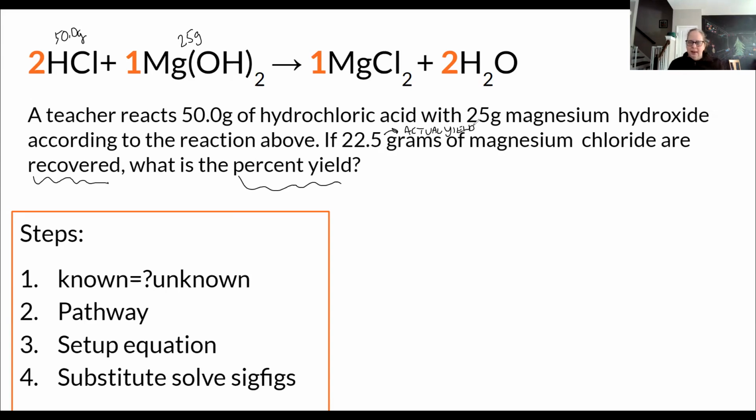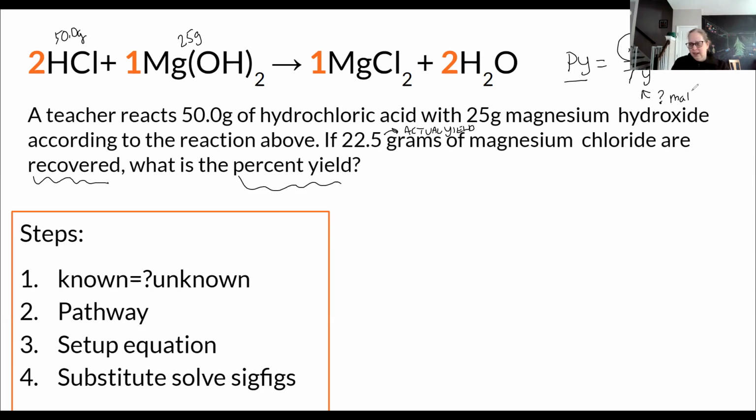So my theoretical yield, what the math said, is either going to be 22.5 or larger, and most likely it'll be larger. We're not good in the lab at getting 100% yield back. Okay, so before I find the percent yield, because that equation is percent yield is actual yield over theoretical yield times 100%. I have the actual yield of 22.5.